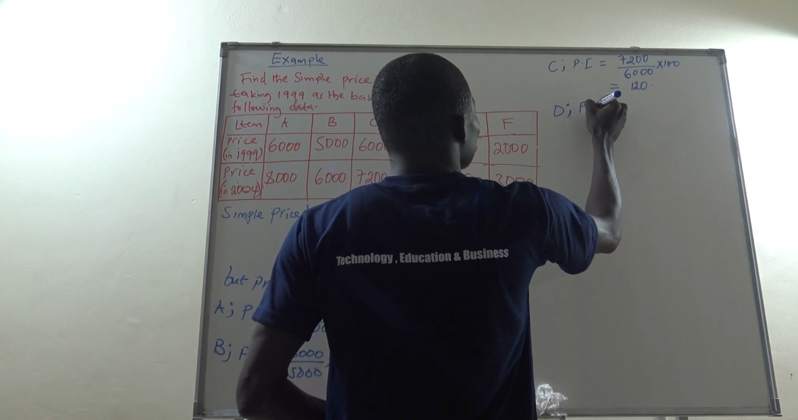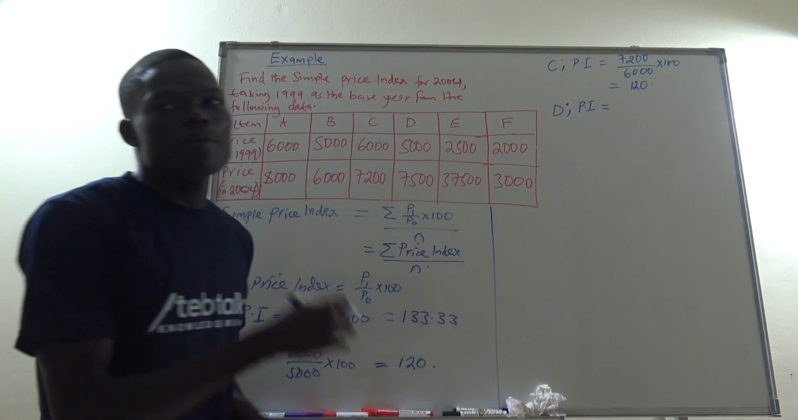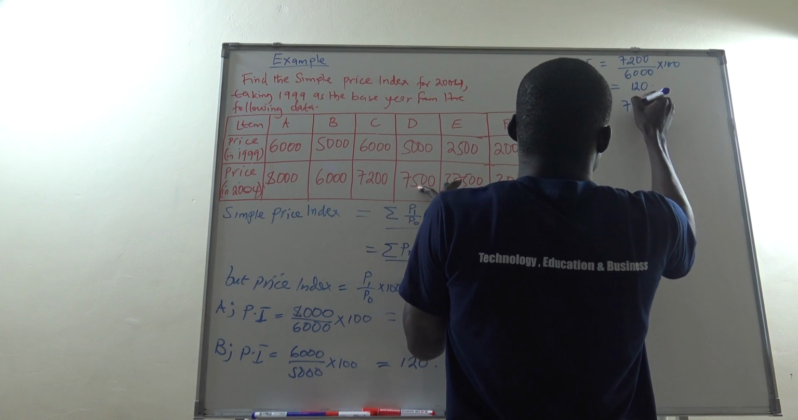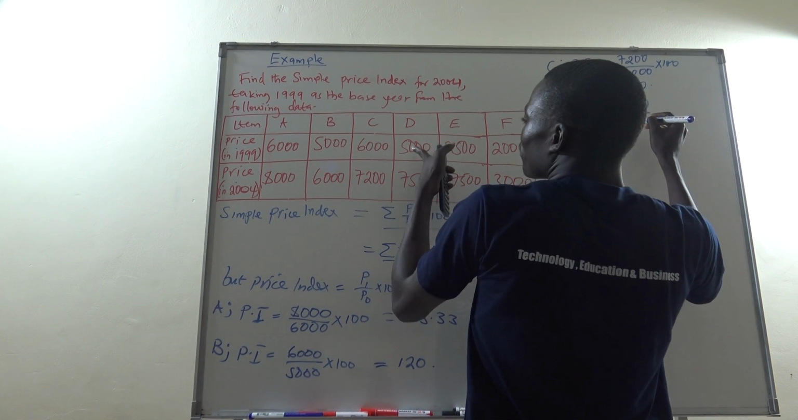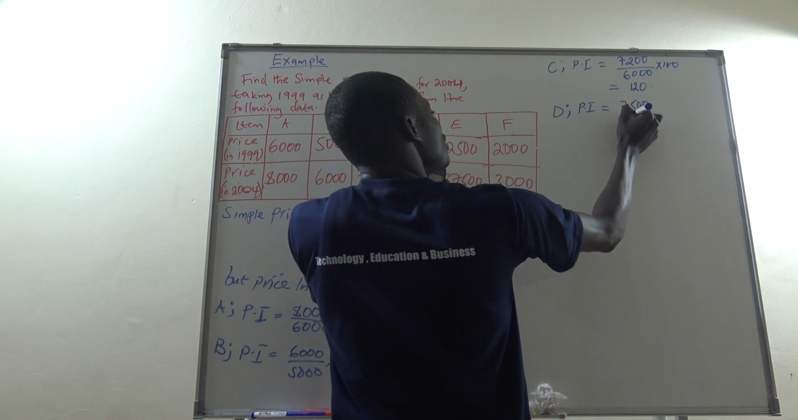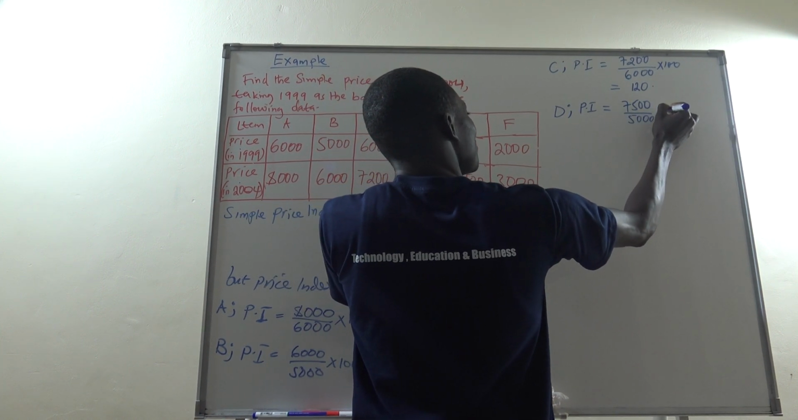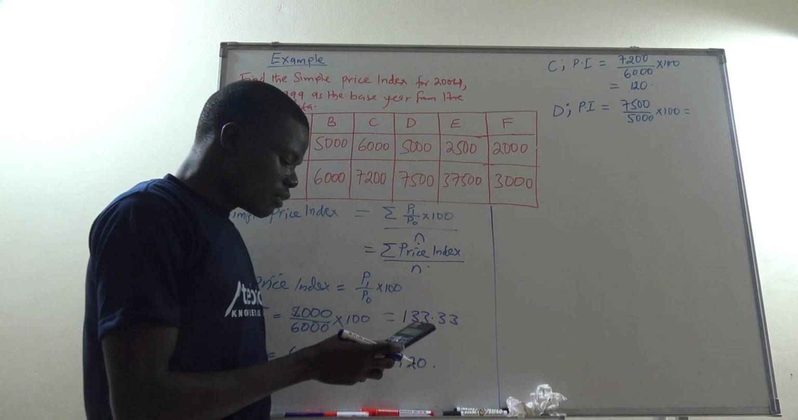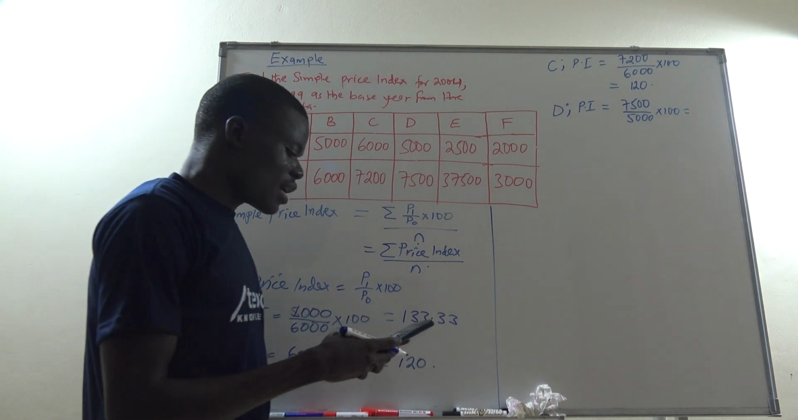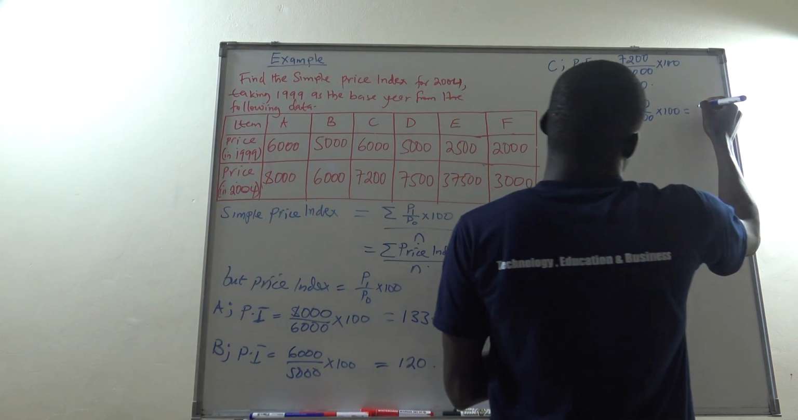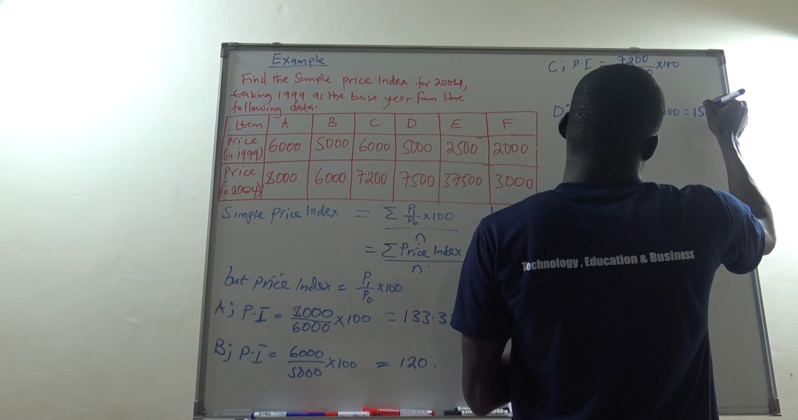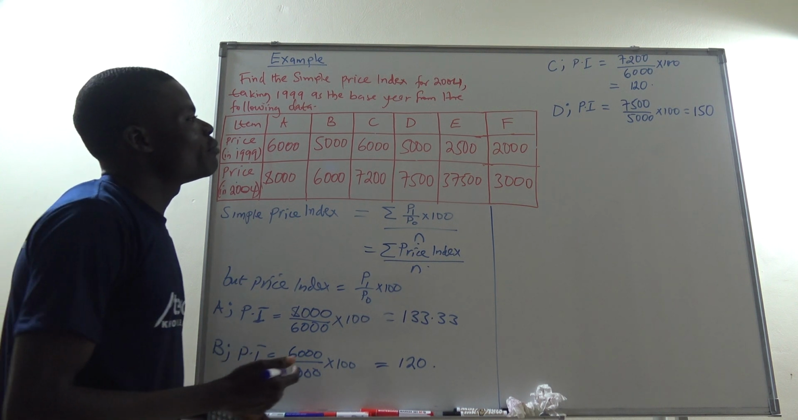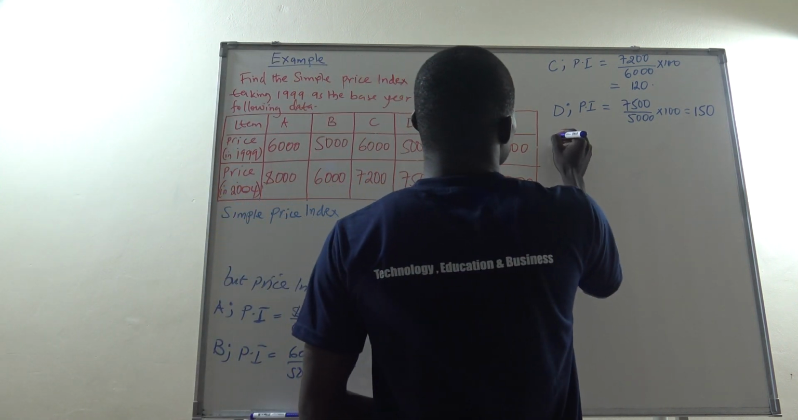For D, our price index is given by the price in the new year, which is 7,500, divided by the price in the old year, which is 5,000, times 100. If you divide 7,500 by 5,000, we are going to get 150. Then after finishing item D, we shall go to item E.